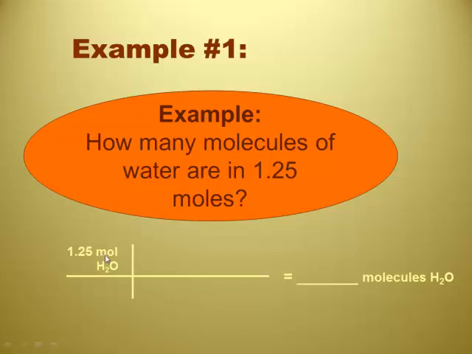Which would go on the top and which on the bottom of my ratio? Well, I've got moles on top, so I want moles on the bottom, and the definition is 1 mole. And I want molecules on top. So the definition is 1 mole is 6.02 times 10 to the 23rd molecules. Do the moles cancel? Yep. Moles cancel with moles, and we wind up with molecules.